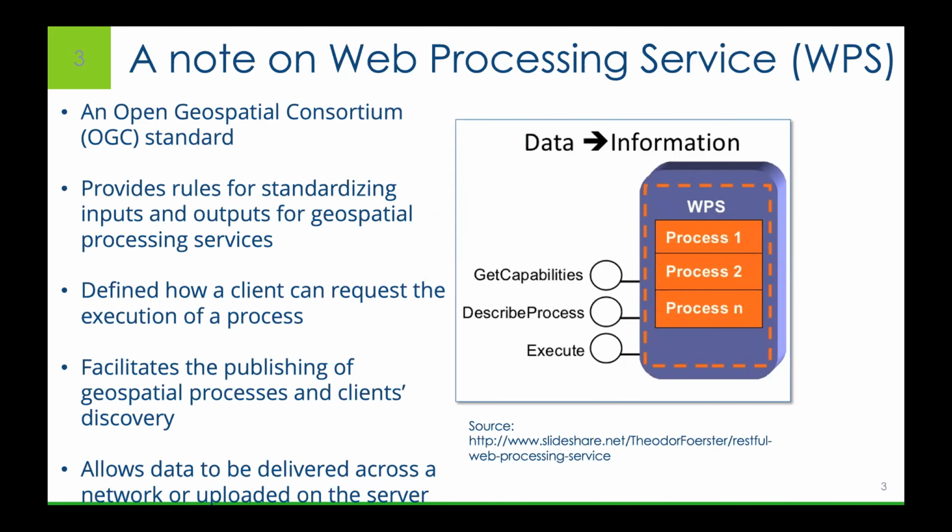So how do we guarantee interoperability for the method execution? We use the Web Processing Service protocol, which is an Open Geospatial Consortium protocol that provides rules for standardizing inputs and outputs for geospatial processing services. But we have readapted it for processes that are even non-geospatial. The protocol defines how a client can request the execution of a process, facilitates the publishing of processes and client discovery, and allows data to be delivered across the network or uploaded on the server.